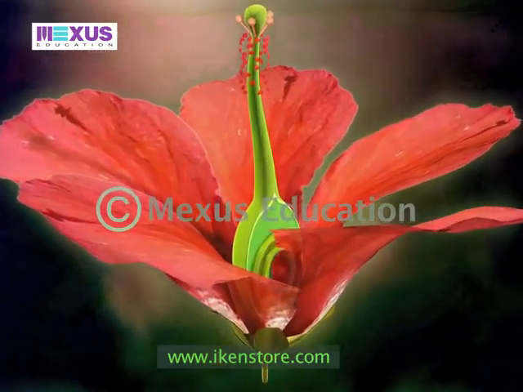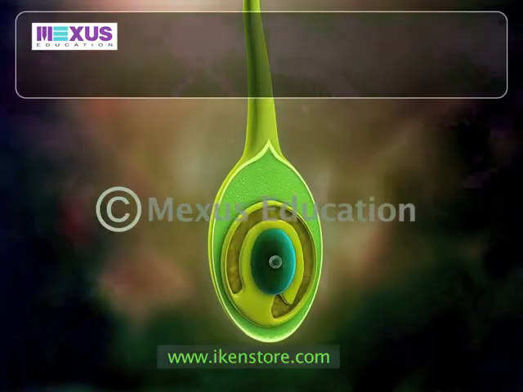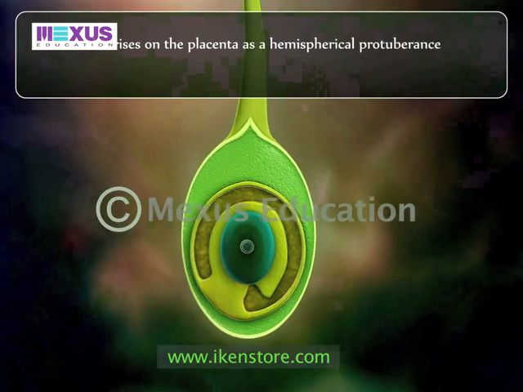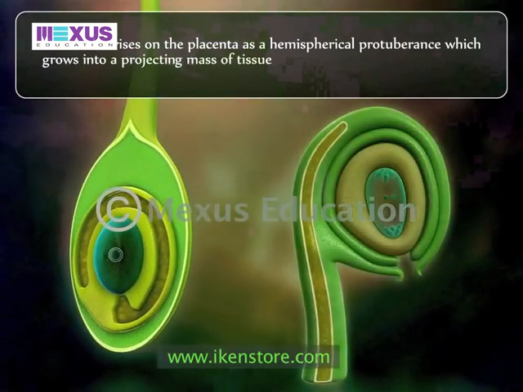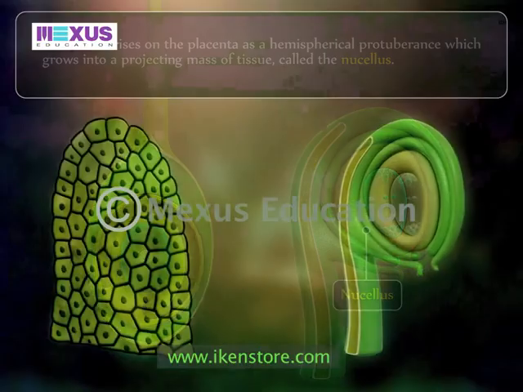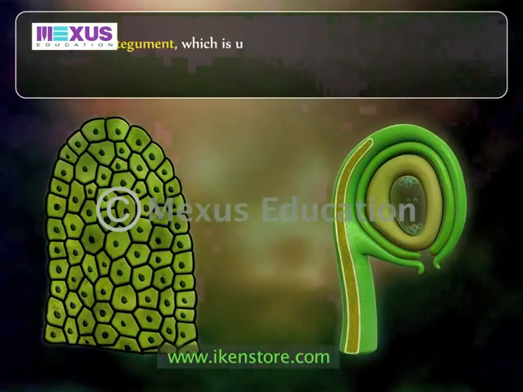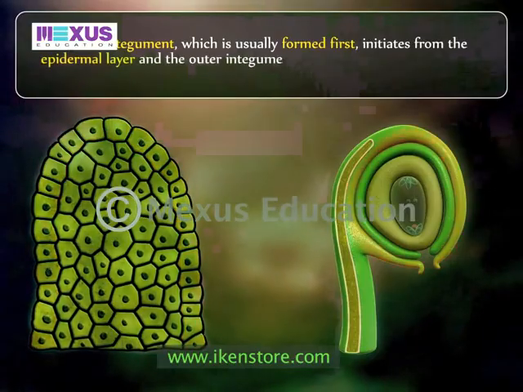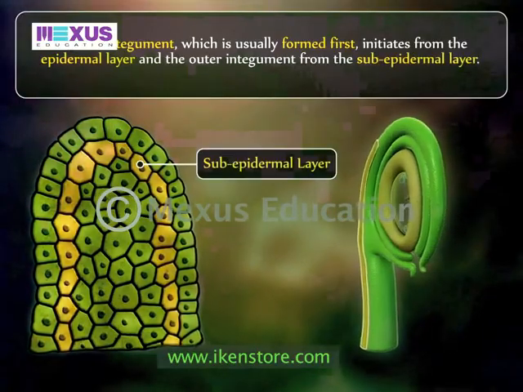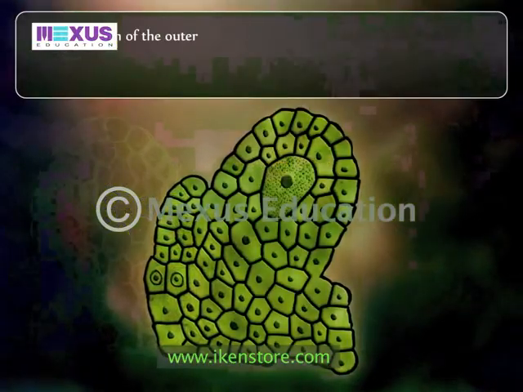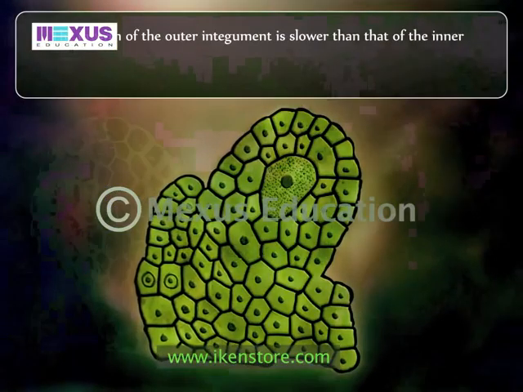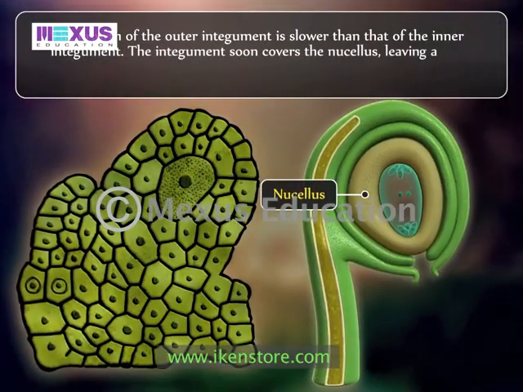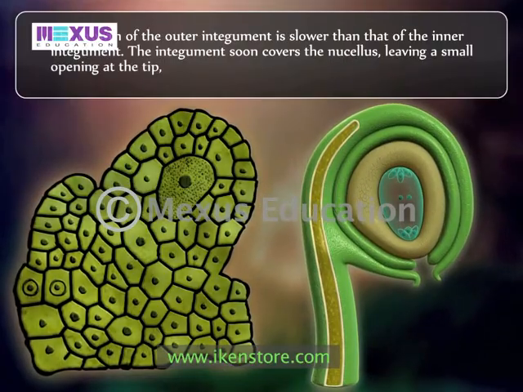Now let us understand how the ovule and its structure develops. The ovule arises on the placenta as a hemispherical protuberance, which grows into a projecting mass of tissue, the nucellus. The inner integument, which is usually formed first, initiates from the epidermal layer, and the outer integument from the subepidermal layer. The growth of the outer integument is slower than that of the inner integument. The integument soon covers the nucellus, leaving a small opening at the tip, which is nothing but the micropyle.